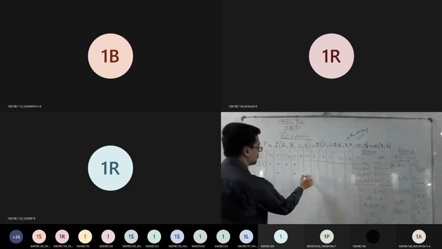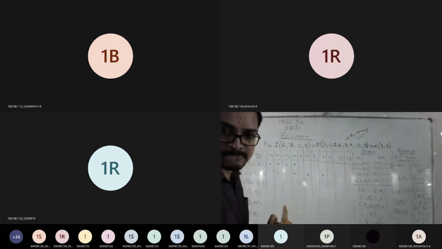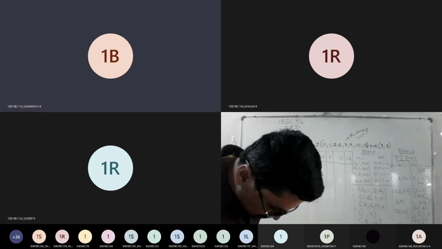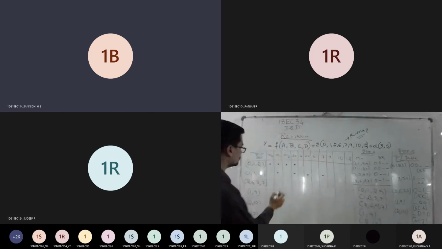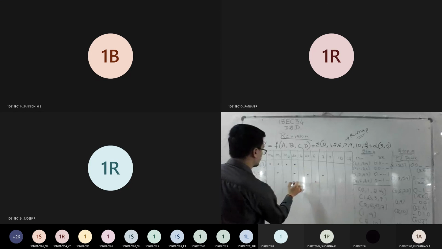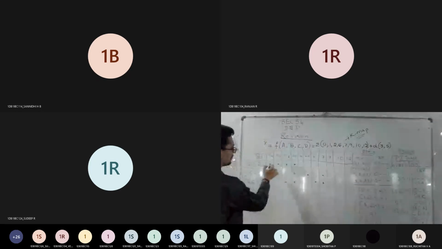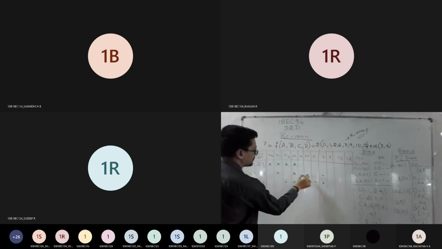Next 1, 3, 5, 7. Is it visible? Yes sir. Then 2, then 6, then 3 and 7. Whether you want a dot mark or a cross mark like this, you can do whichever you want. It's left to you.